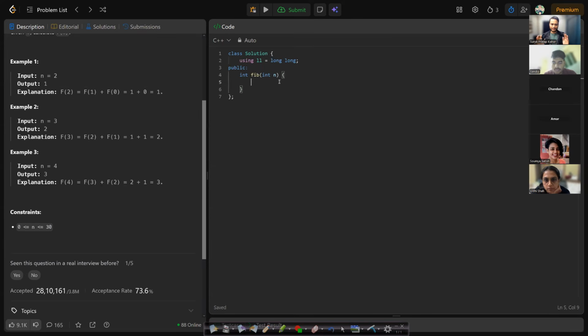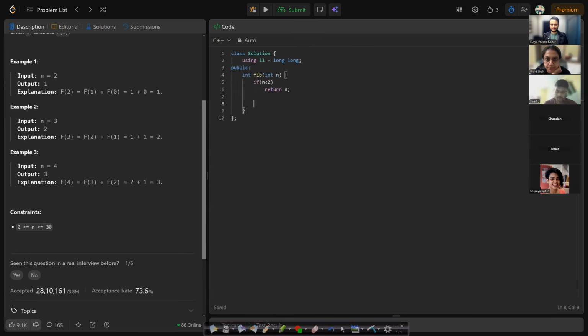And let's take care of the base cases initially. So f of 0 is 0, f of 1 is 1, right? So if n is less than 2, then what should I return? N should be fine. Yes. Okay. First step clear, the base case taken care.